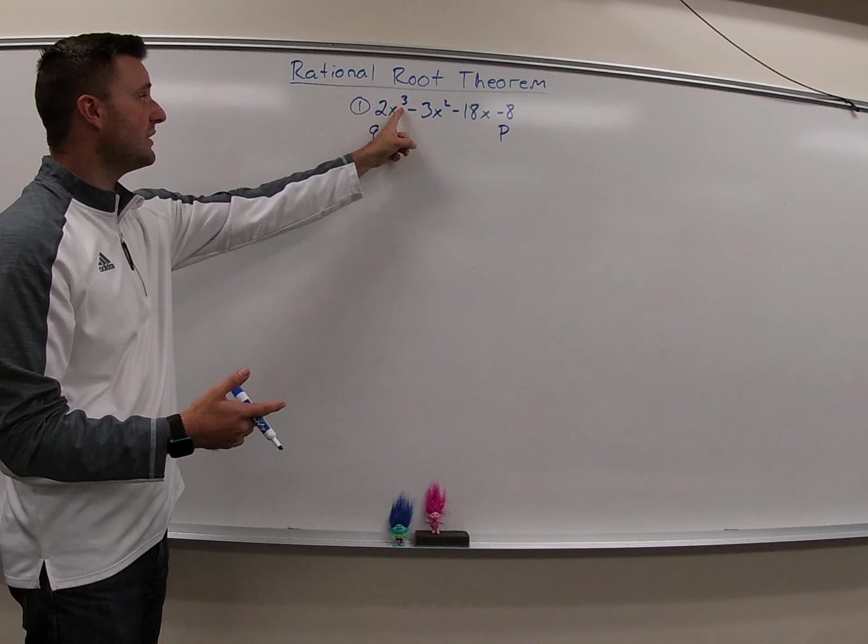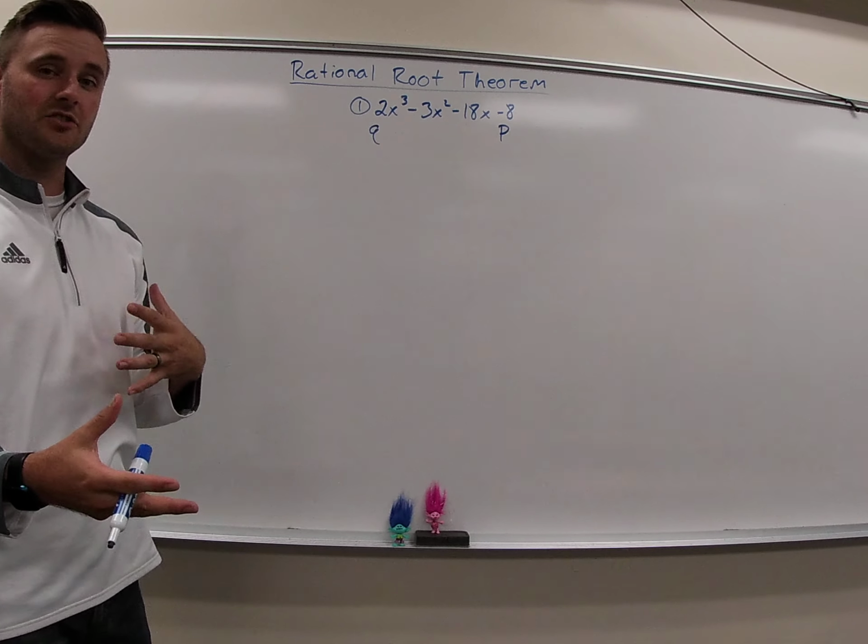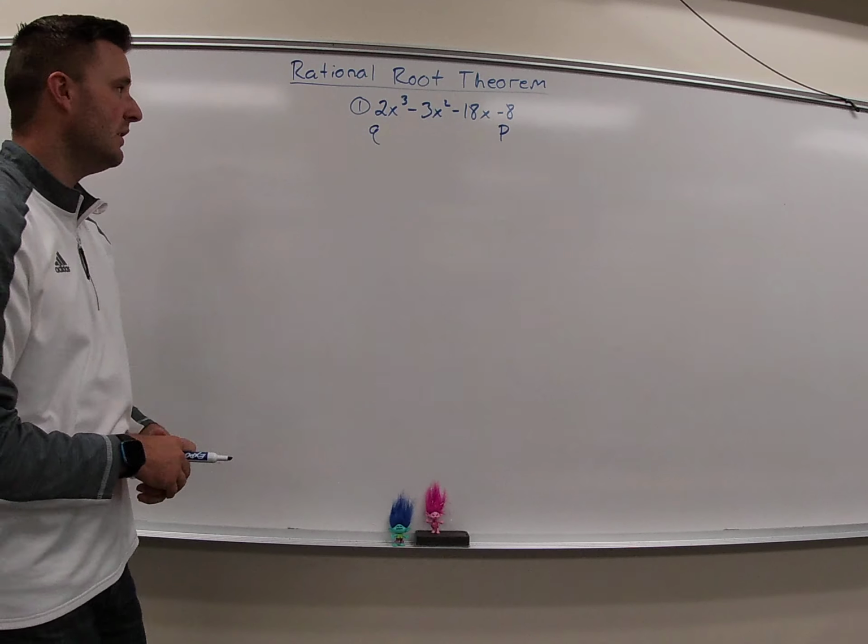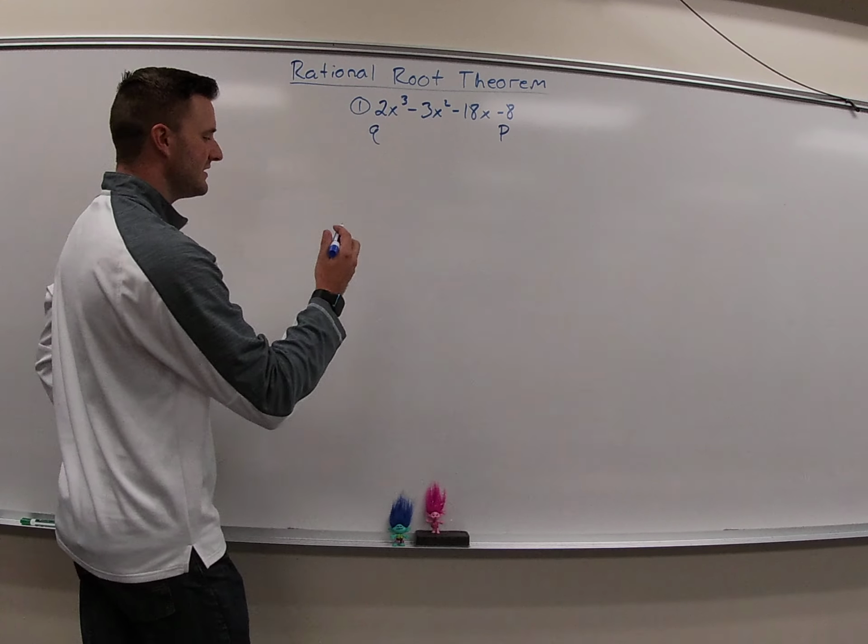Now, we know that we're going to have 3 roots. We just don't know how many are rational and how many may be either irrational or imaginary. So let's take a look at what this looks like.